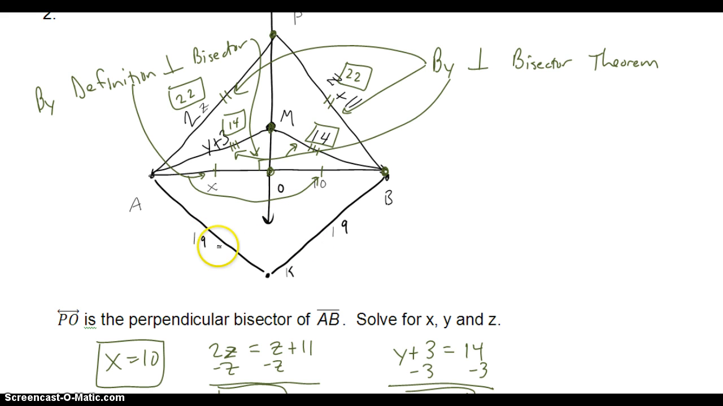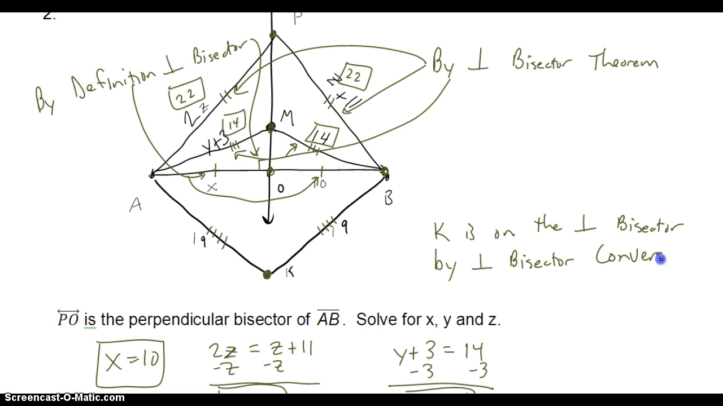The last thing that I know is true. If I look at point K, it is equidistant from either endpoint A and B. That means that K is on the perpendicular bisector by the perpendicular bisector converse. If I extended PO all the way down to K, K would be on the perpendicular bisector.